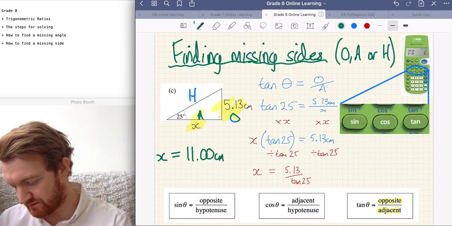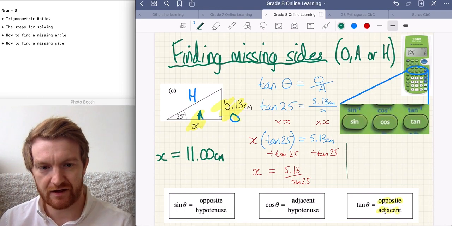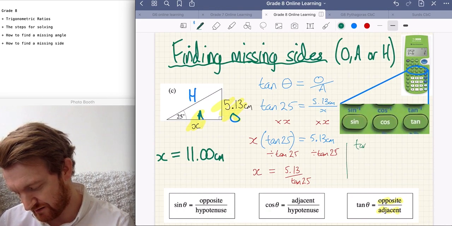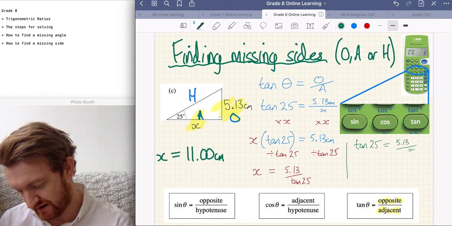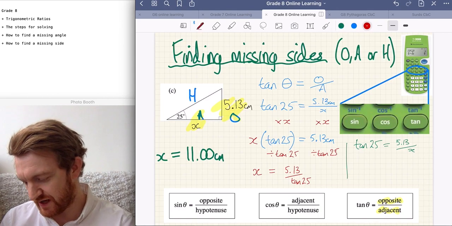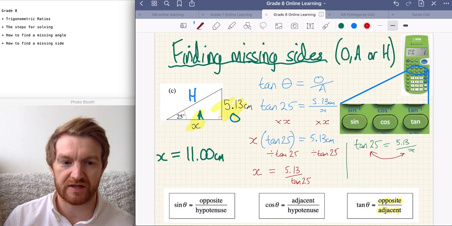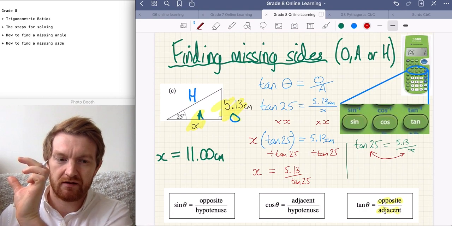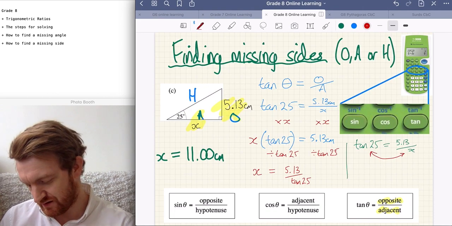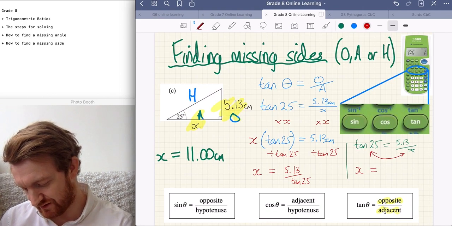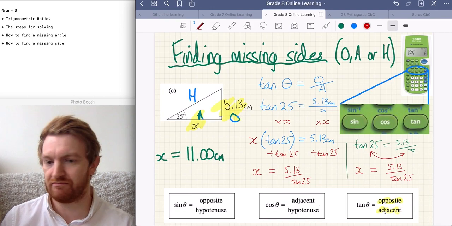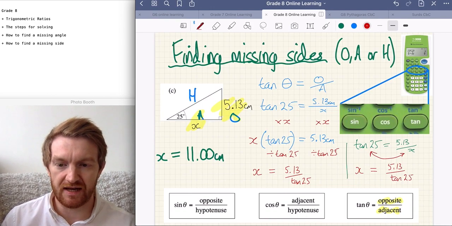Now, a little sneak tip here you can do. Let's go back to that stage when we had tan 25 is equal to 5.13 over x. What we can do here to save ourselves a little time is we can do a little switcheroo. You can switch the denominator with the value that's out. So we could have just gone straight to x equals 5.13, stays as the numerator, but tan 25 becomes the denominator, and then gives you 11.